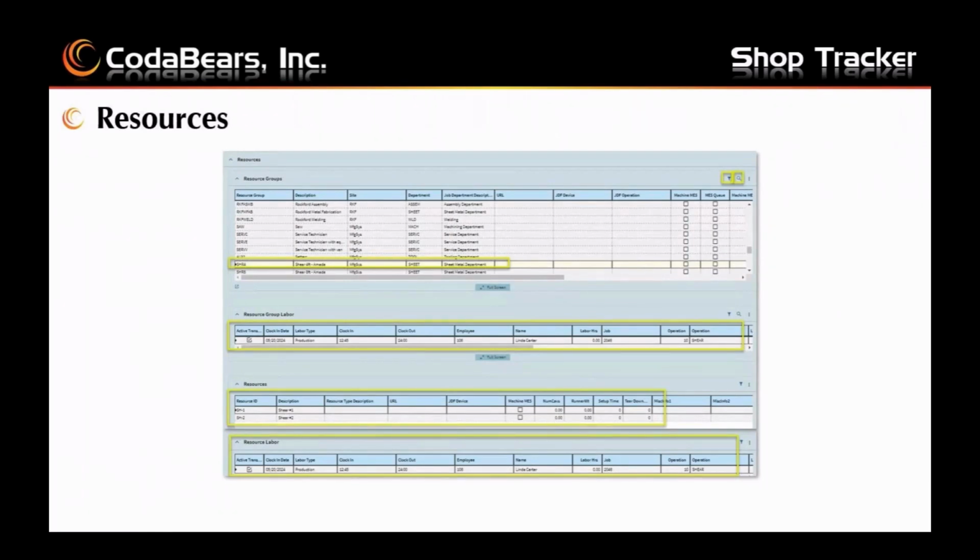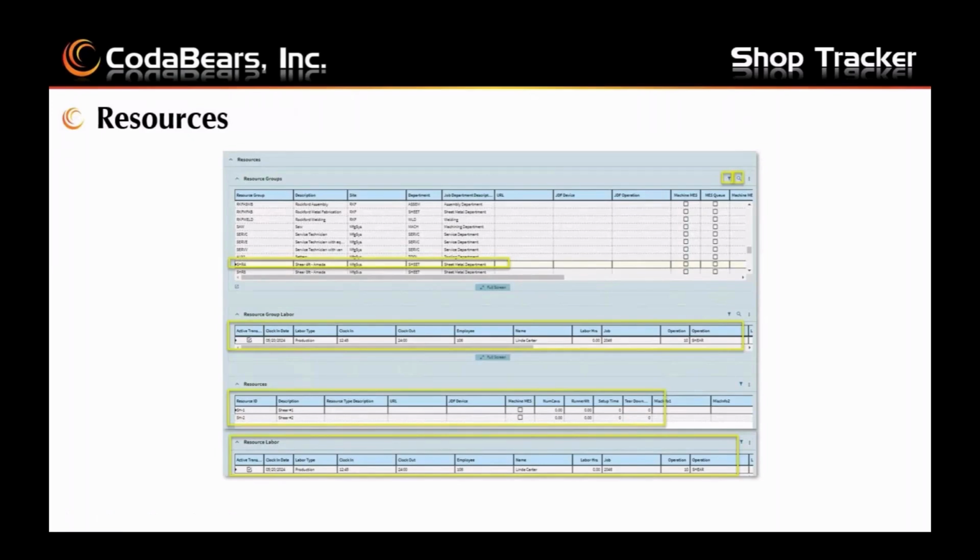As you select a row in the top grid, then the resources grid here will show resources for that resource group. Possibly the other 2 grids will be filled in also if you have any labor that is happening for the resource group. It would show in this grid, and if you have any labor that is happening actually for this resource itself, it should show in this grid.